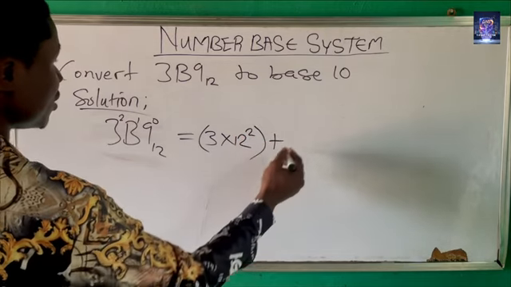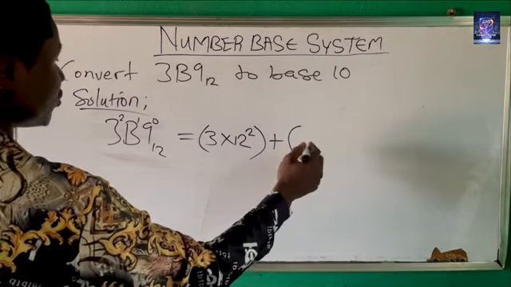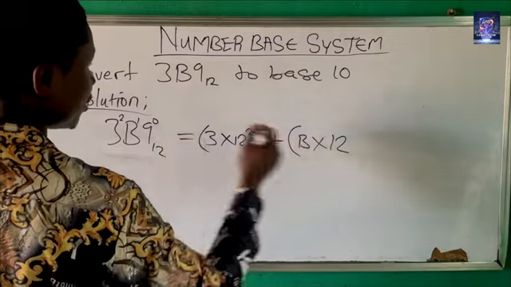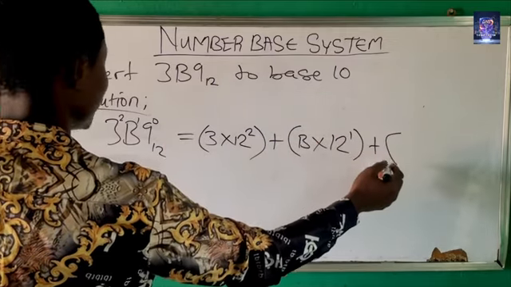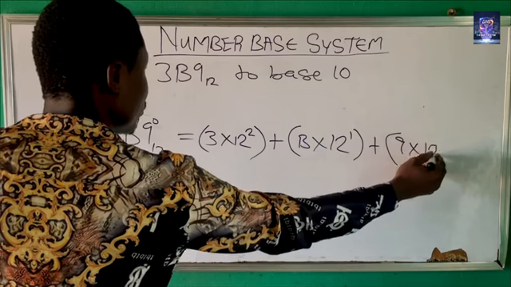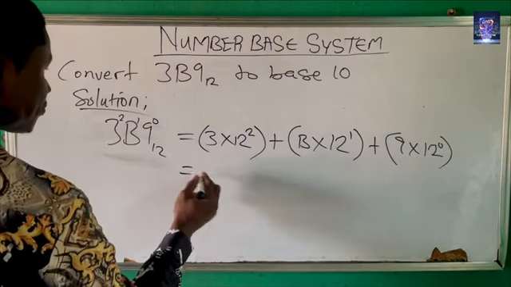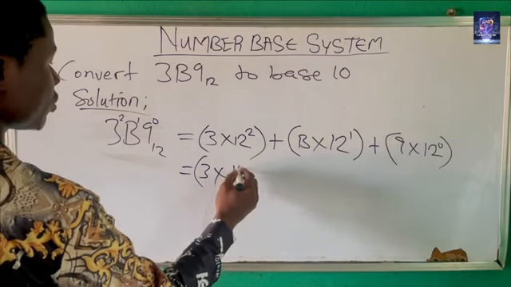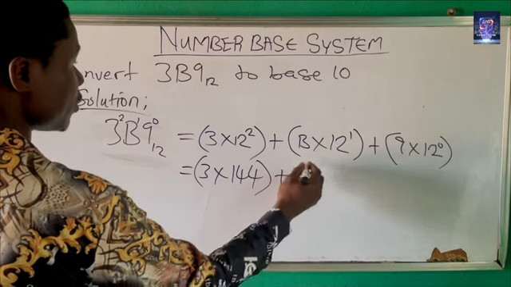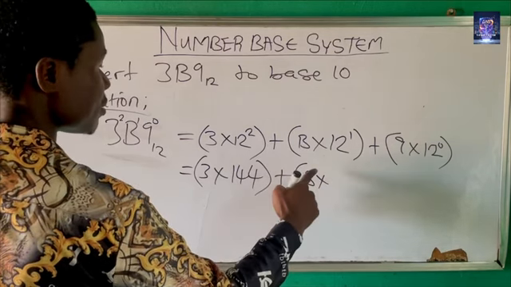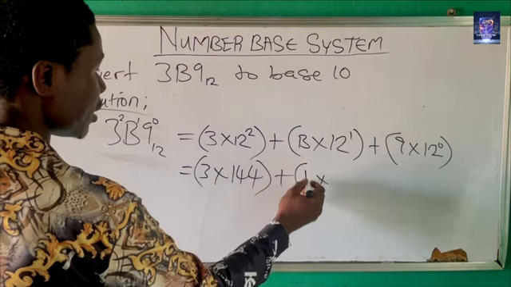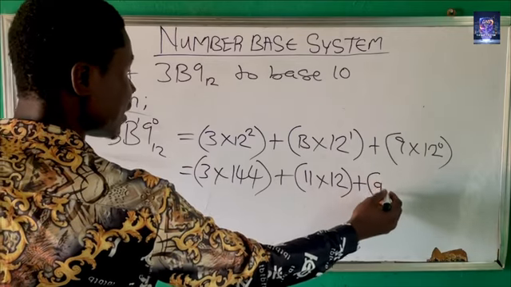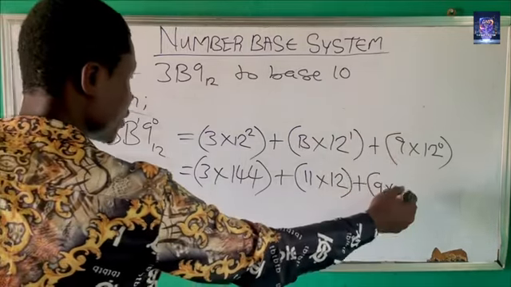We do the same for the second digit. The second digit is B, which you can write as 11. You can write B or 11 times 12, which is the base, raised to the power here, 1. Then the next one, we have 9 times 12 raised to the power of 0. So we have 3 times 12 raised to the power 2, which is 144, plus B times, B is 11, so let's just write 11, times 12 raised to the power 1, which is still 12, plus 9 times 12 raised to the power 0. Anything raised to the power 0 is 1.